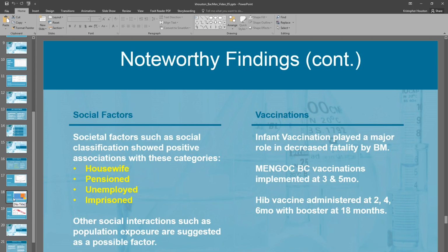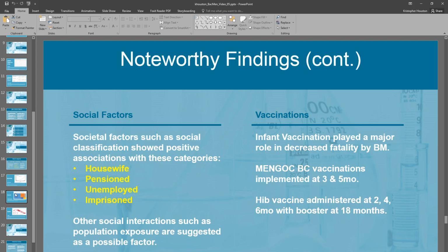The social factors, or societal factors, that were found showed positive associations with the case fatality rates. Those who are categorized as a housewife or pensioned, unemployed persons, as well as imprisoned, showed a much higher case fatality rate than those who were not. Other social interactions, such as population exposure, are suggested as a possible factor. This may also determine the differences between male and female incidence rates.